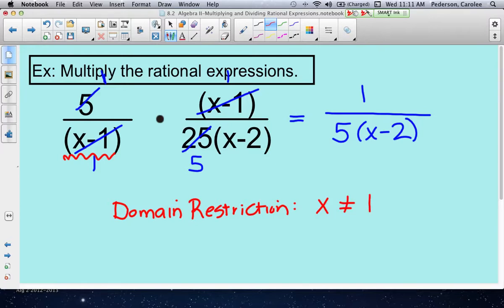Now let's go over to this fraction, its denominator. What would make that undefined? Well, if I substitute 2 in for x, it would be 2 minus 2, which is 0. So now I have a denominator of 0. So there's two domain restrictions. x cannot be 1, and x cannot be 2.